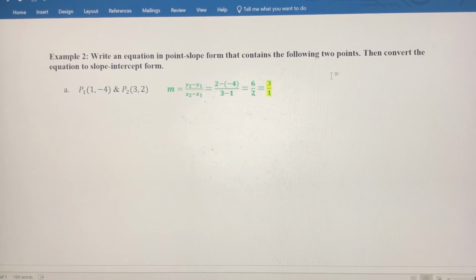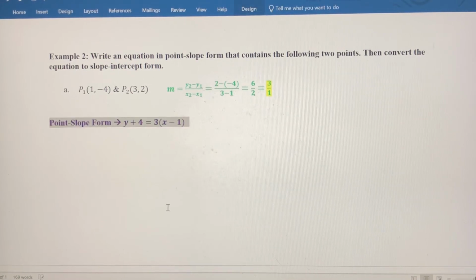Now, if you'll remember back when we first learned about point-slope form, it doesn't matter which point you choose. You can choose point 1 or you can choose point 2. The point-slope forms can be different. But the slope-intercept form is always going to be the same because there's only one slope-intercept form for each linear equation. So let's say student 1 picks this point. Well, their point-slope form would be y minus a -4, which becomes y plus 4, equals my slope 3 times x minus 1. So this would be the one using point 1.